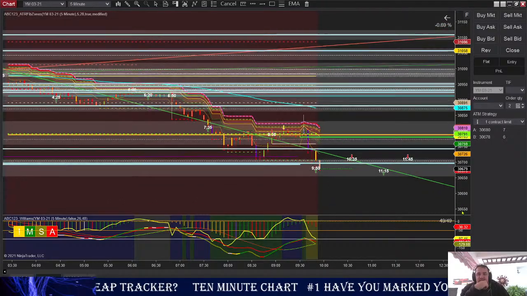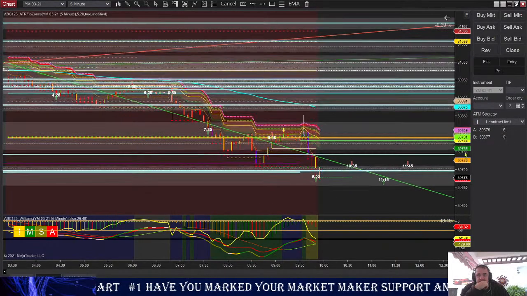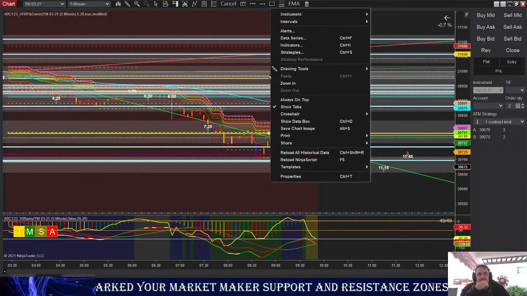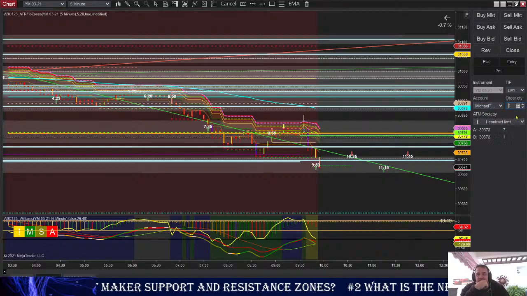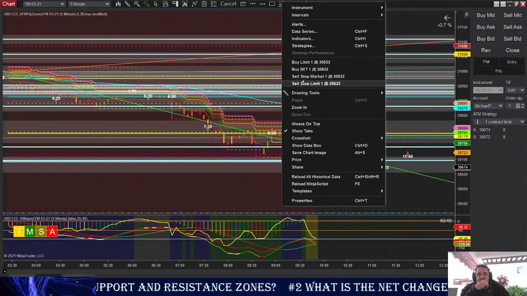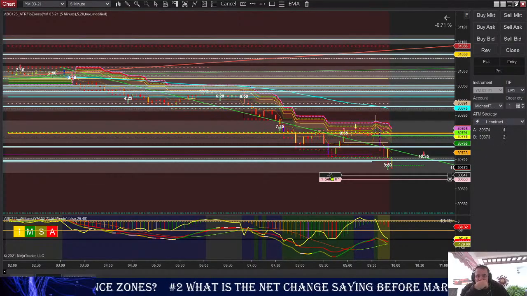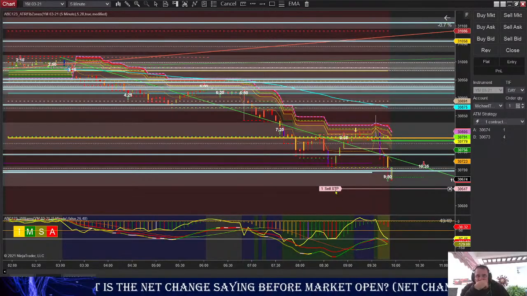If we break this level here, then we can get to the bottom of that 4-hour chart. What I'm going to do again, go like this, one up. I'm going to just put it for one contract right now. I'll stop market. Like 7. We're already at negative 0.71, guys.